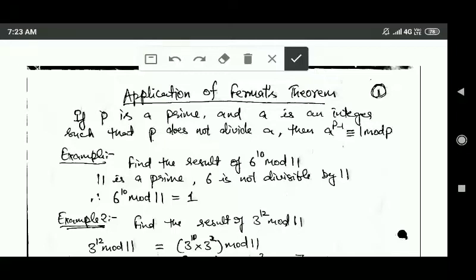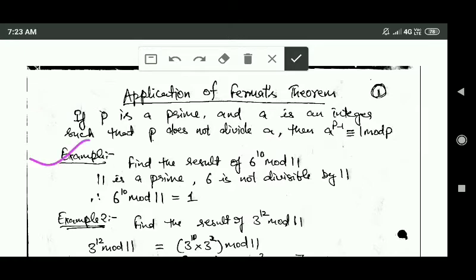Friends, welcome back. In this tutorial we will study the application of Fermat's theorem. According to Fermat's theorem, if p is a prime and a is an integer such that p does not divide a, then a raised to power p minus 1 is congruent to 1 mod p. Now let us see its application.